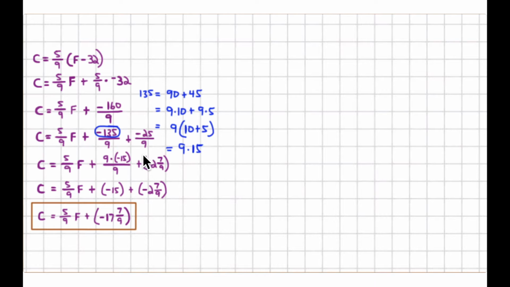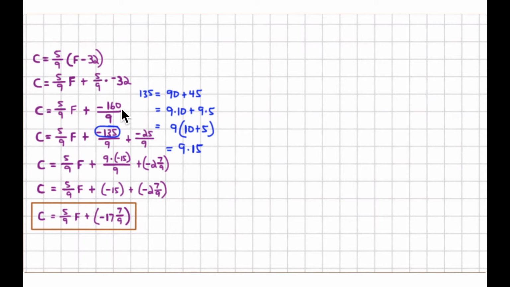I showed you this before, but I did not go through how I got negative 17 and 7/9. So let's do that just for a moment. If I distribute this 5/9 to degrees Fahrenheit, it's 5/9 times degrees Fahrenheit plus 5/9 times a negative 32. So 5 times negative 32 is a negative 160, and I want to divide that by 9. A little bit hard to see right away.